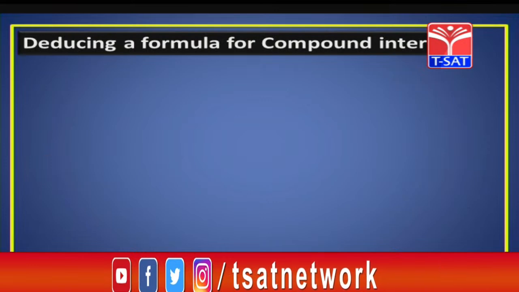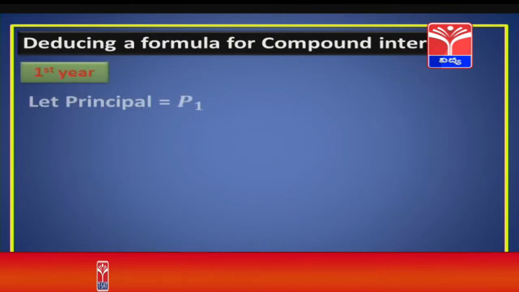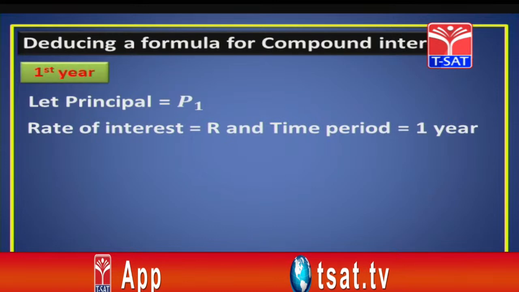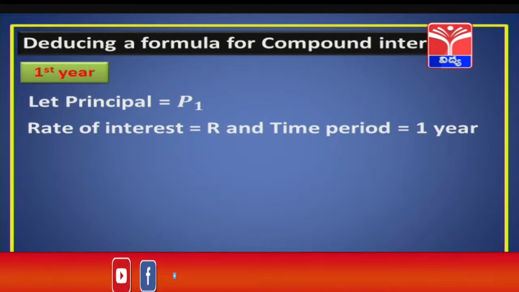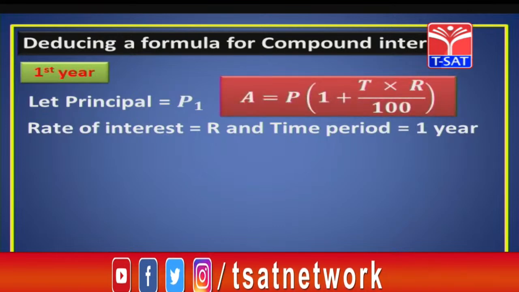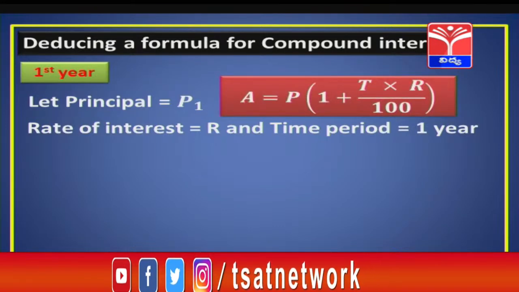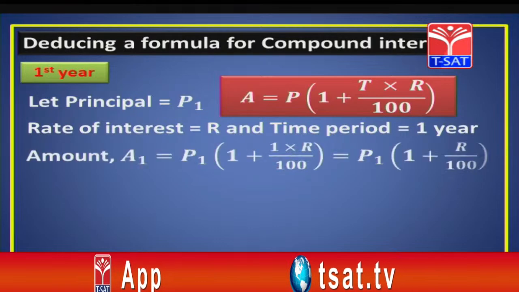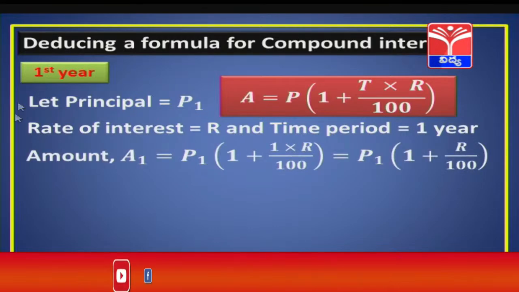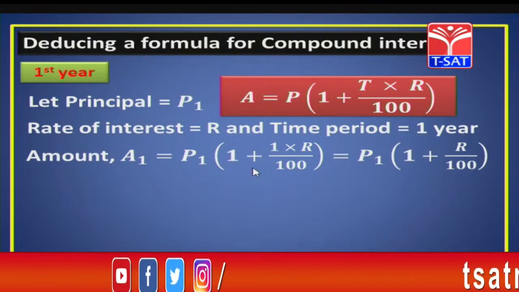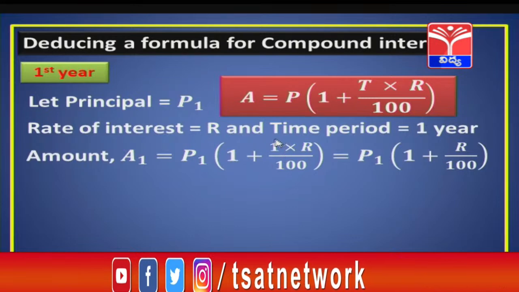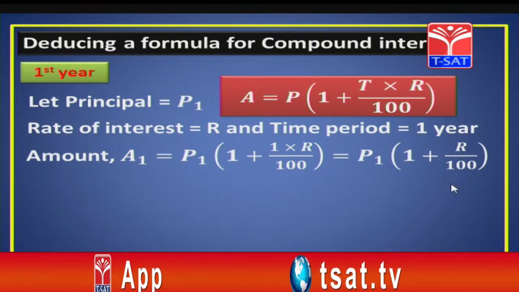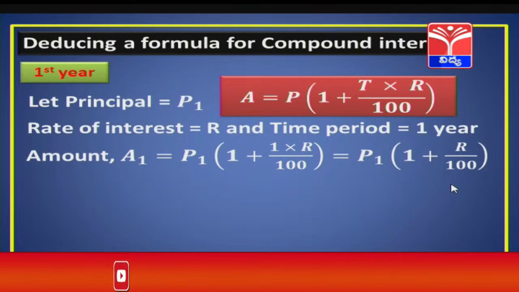Now, let us deduce a formula to find the compound interest. So, let us calculate for the first year. Let the principal be P1 and rate of interest be R, and the time period is, as we have seen, we are calculating it for 1 year. So, T is 1 year. Now, we have already learned that the amount is given by P into 1 plus T into R by 100. Now, let us substitute the values. So, here the amount for the first year I will mark it as A1, and P1 is the principal into 1 plus TR. So, here T is 1. So, we have substituted the value as 1 into R by 100. So, we get P1 into 1 plus R by 100. Now, this is the amount after 1 year.